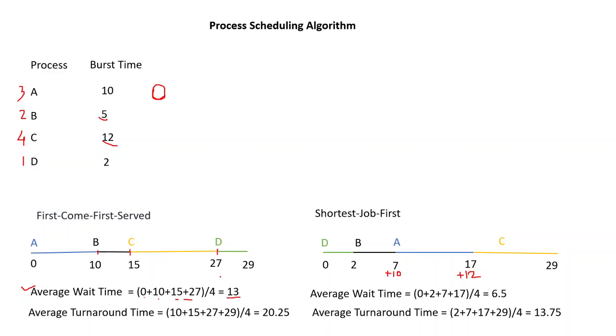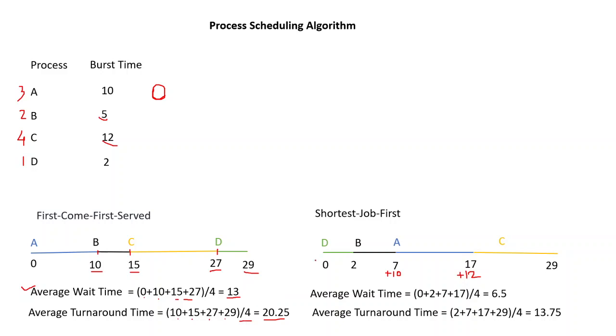13. Whereas if we consider the average turnaround time, A finished at 10 in first come first served, B finished at 15, C finished at 27, and D finished at 29. So 10 plus 15 plus 27 plus 29 divided by 4, that comes to 20.25.